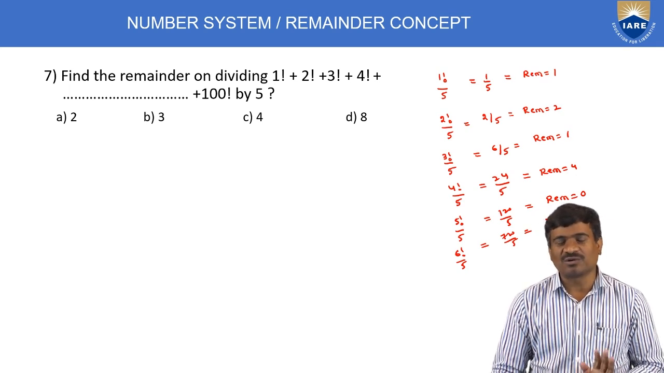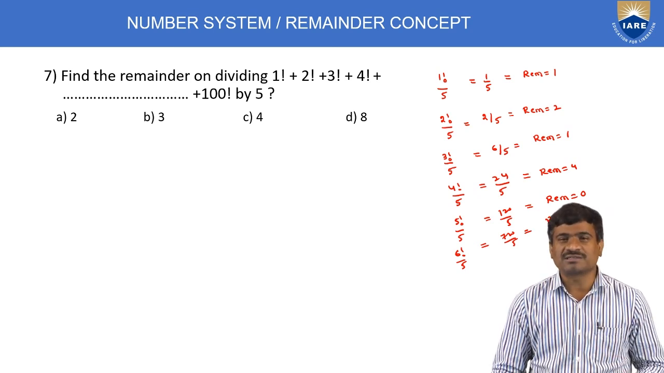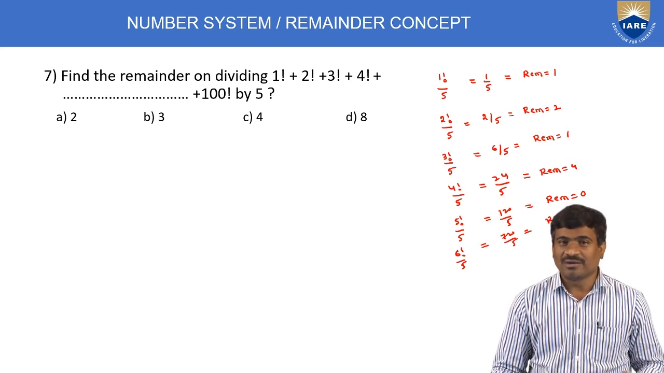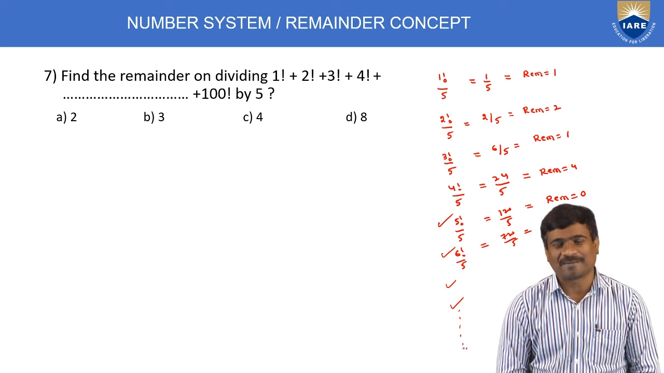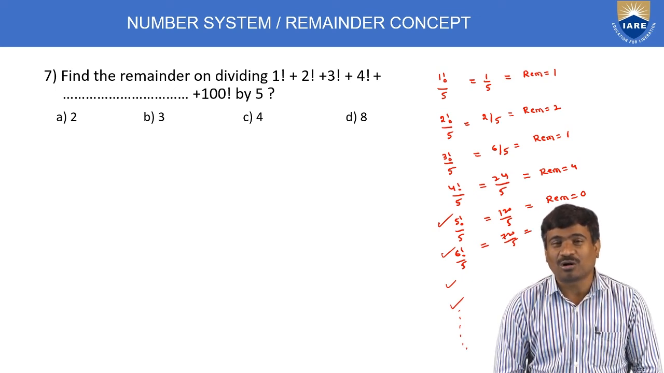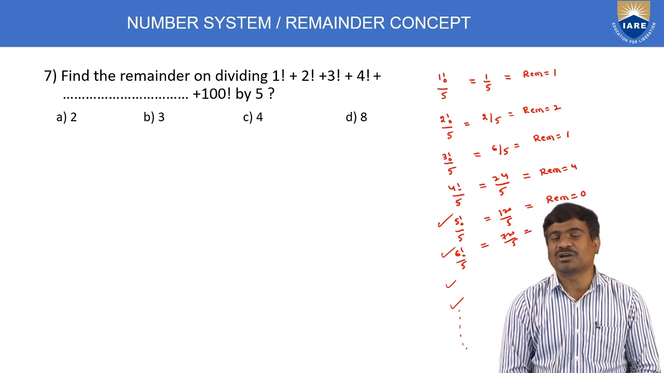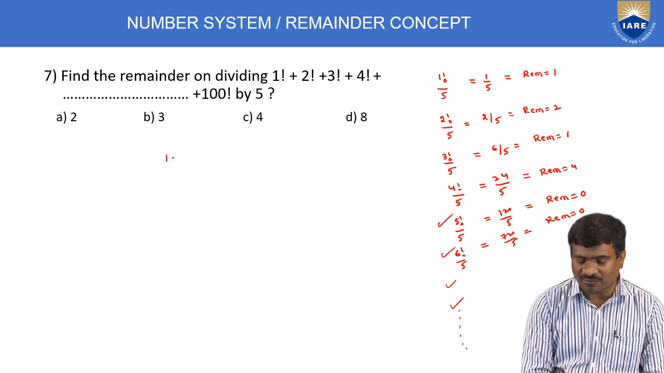Once more: after 4 factorial, all numbers n factorial are divisible by 5 with remainder 0 when n is greater than 4. The 5 factorial, 6 factorial, 7 factorial, 8 factorial, up to 100 factorial, the remainder is always 0. Consider only up to 4 factorial. Here 1 factorial by 5, the remainder is 1.